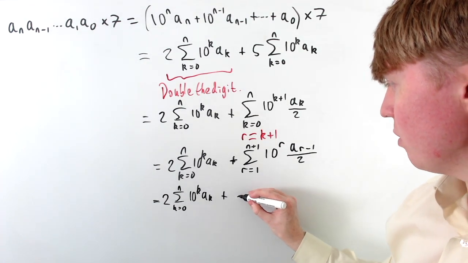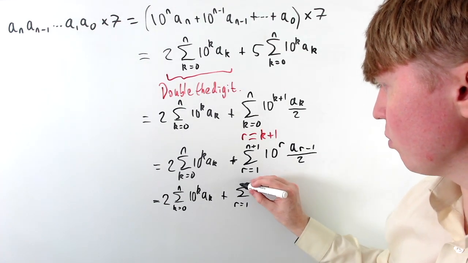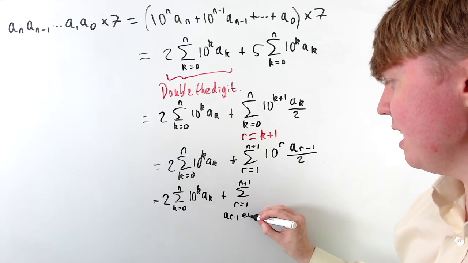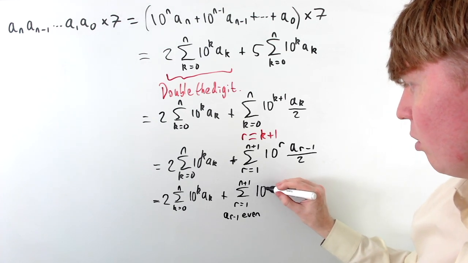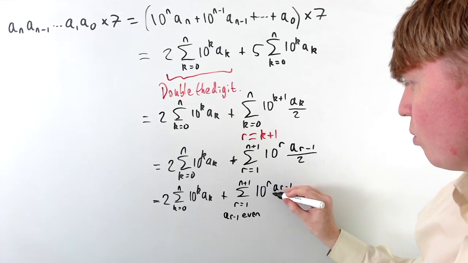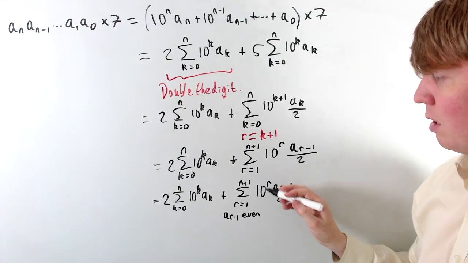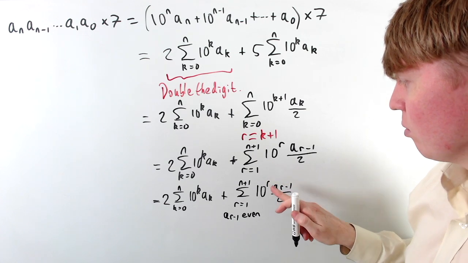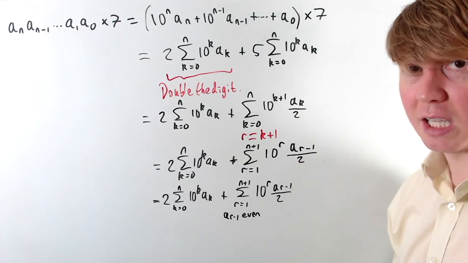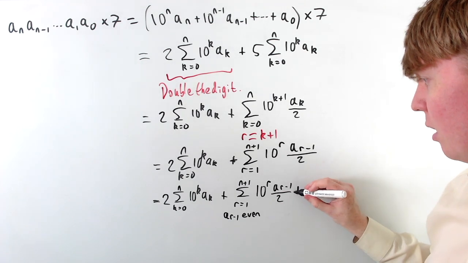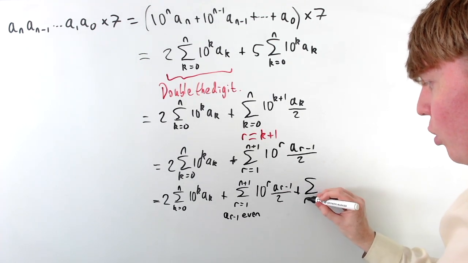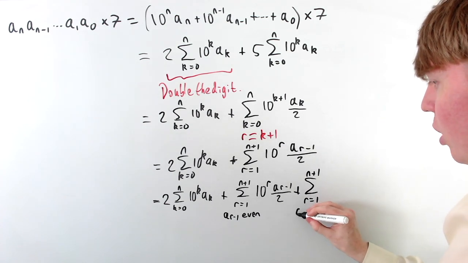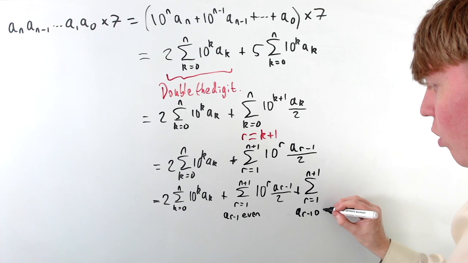So if we write this, first of all, we've got the sum from r equals 1 up to n plus 1 where a_(r-1) is even. We'll just leave this alone. We have 10 to the r times a_(r-1) divided by 2. This is the nice case where a_(r-1) divided by 2 is still an integer, so we can still work with this in terms of place value, and that's nice to work with. But then we also need to split up the portion of the sum, again going from r equals 1 up to n plus 1, but only including the ones where a_(r-1) is odd.